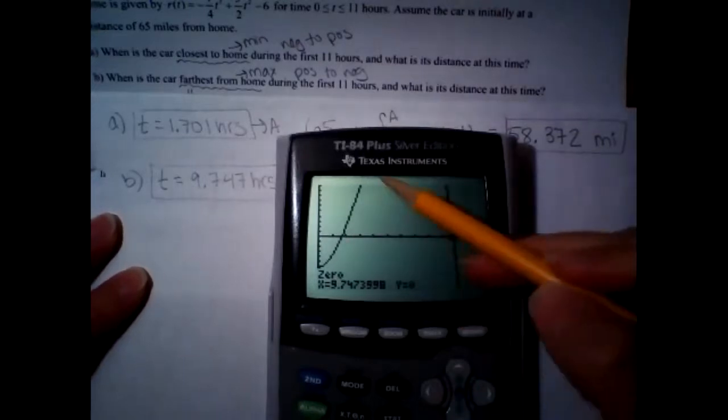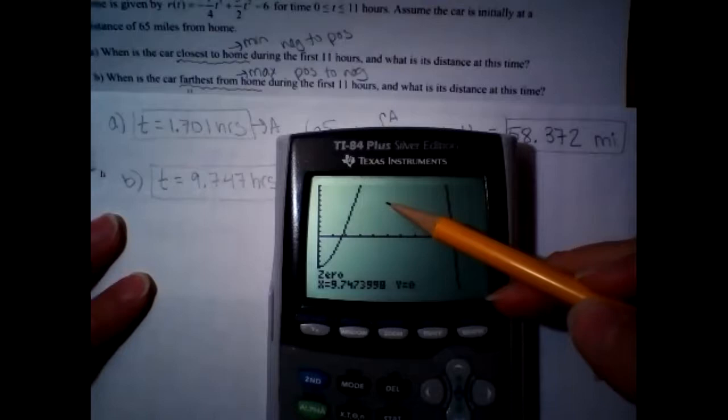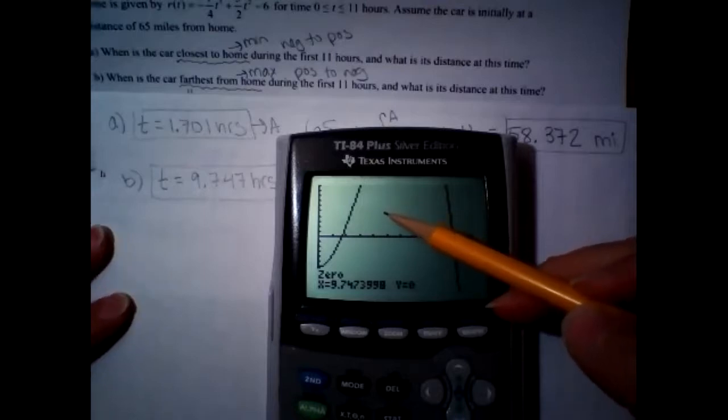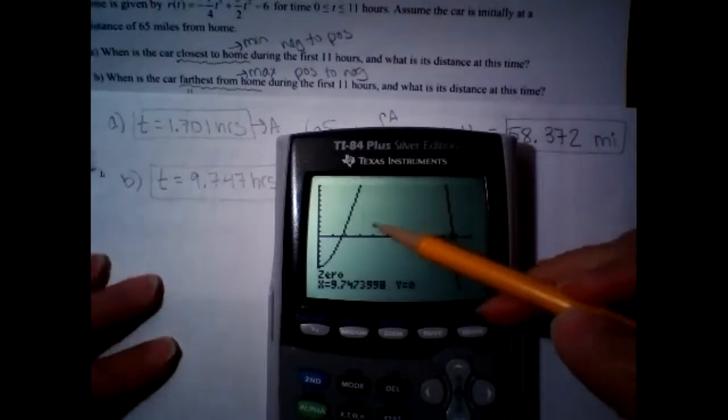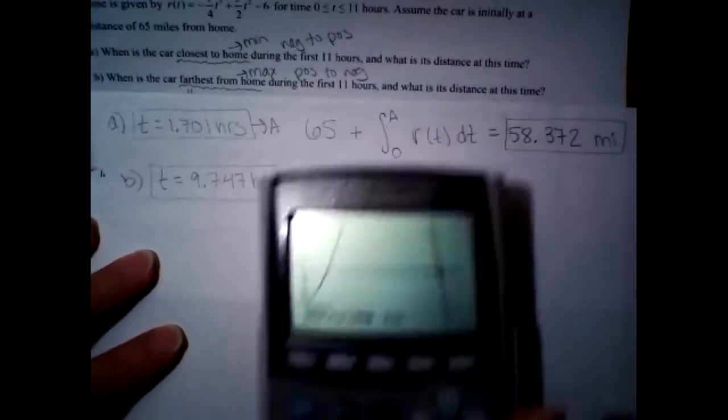That's because all of this positive accumulation is the car driving away from home. I say the car driving as though there wasn't like a driver. Like the car was doing this all by itself, right? So the car was moving away from home. That's the time when it's furthest away.